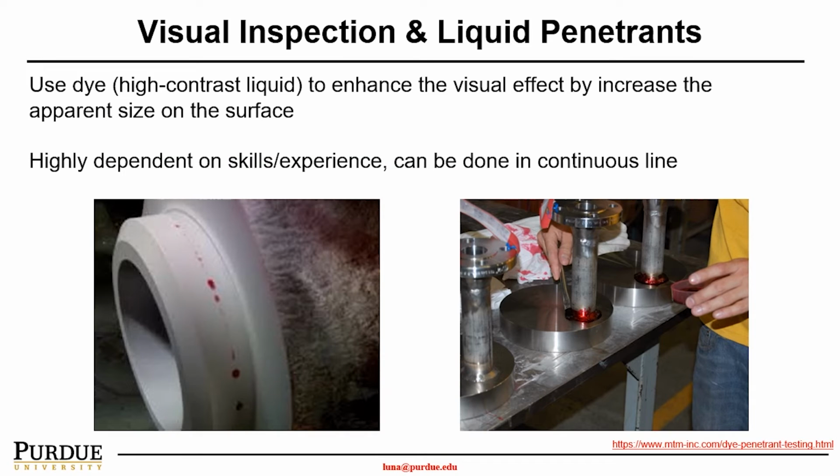In this slide, I would like to show you a couple of examples of how the inspector uses a high contrast liquid, also called the dye, to enhance the visual effect for very small cracks, particularly fatigue-induced small cracks on the machine part. This really depends on the skills and experience, and it can be done in a continuous line, so it can be very productive. Again, the details of these methods, and their limitations and advantages, will be discussed in a future course.